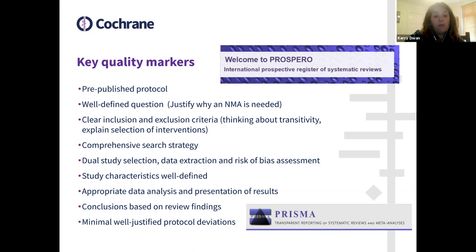And again, minimal and well-justified protocol deviations. So if there's any changes from the protocol, these should be specified and justified as well. And as Rebecca said, there is a section within Cochrane reviews that's titled Differences Between Protocol and Review section to make sure people do just that. And there's also an extension to the PRISMA statement. That was published in 2015, and that goes through what should be reported for a network meta-analysis.